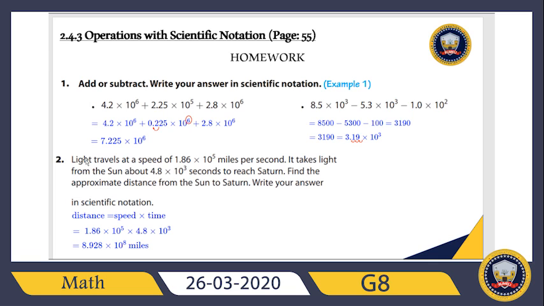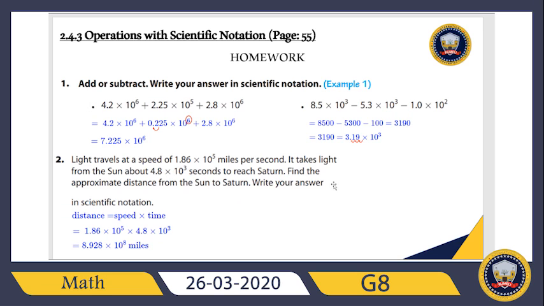Good. Now let's go to question number 2. It says the light travels at a speed of 1.86 times 10 to the power of 5 miles per second. It takes light from the sun about 4.8 times 10 to the power of 3 seconds to reach Saturn. Now, we want to find the approximate distance between the sun and Saturn.